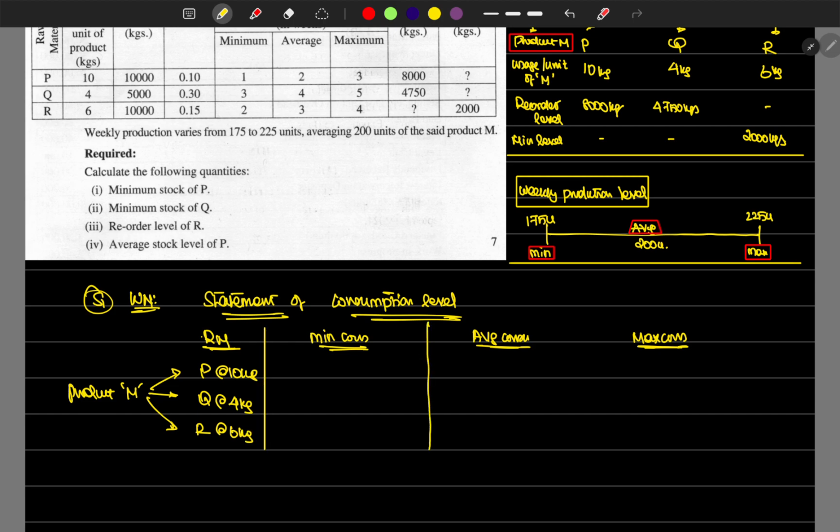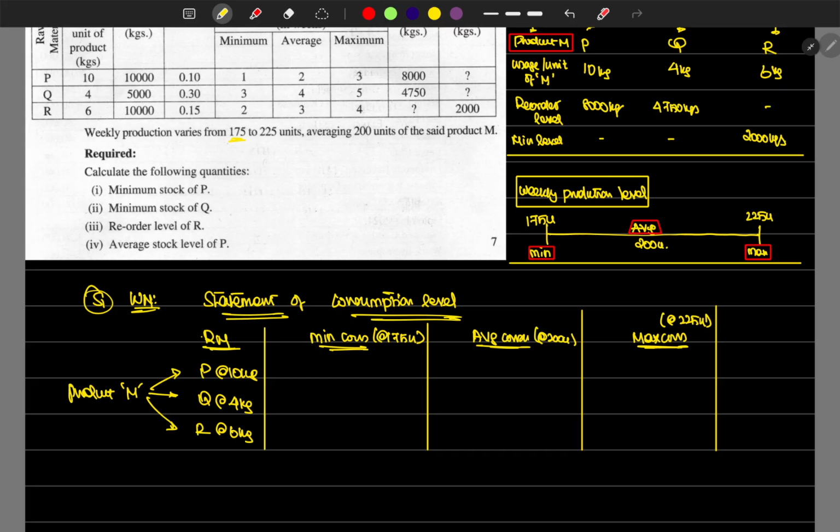What's the minimum consumption? Consumption is based on the production level only. The minimum production level is 175 units, the average is 200 units, and the maximum is 225 units. With these production levels, if we multiply, we'll get the minimum, average, and maximum consumption. Let's quickly multiply.